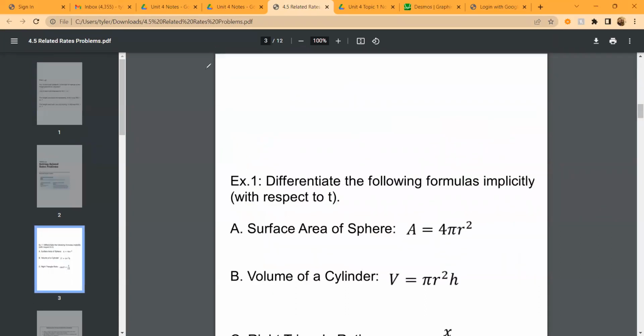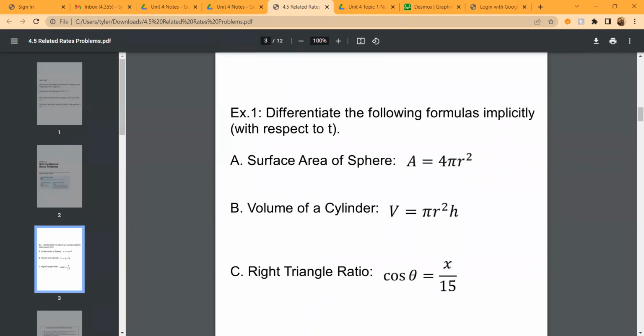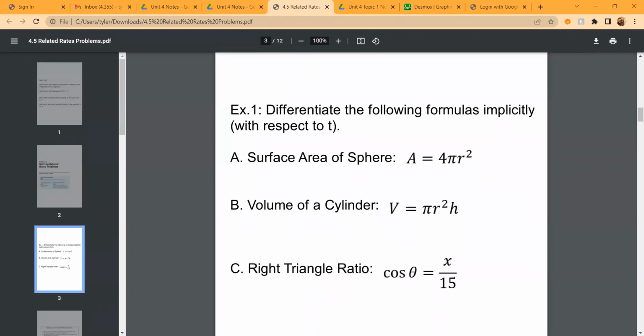Let's first start with differentiating implicitly these formulas. We're going to do all of them with respect to t. So take a second, pause the video, and do that real quick. Okay, so this first one is just going to be dA dt equals 8 pi r and then dr dt.